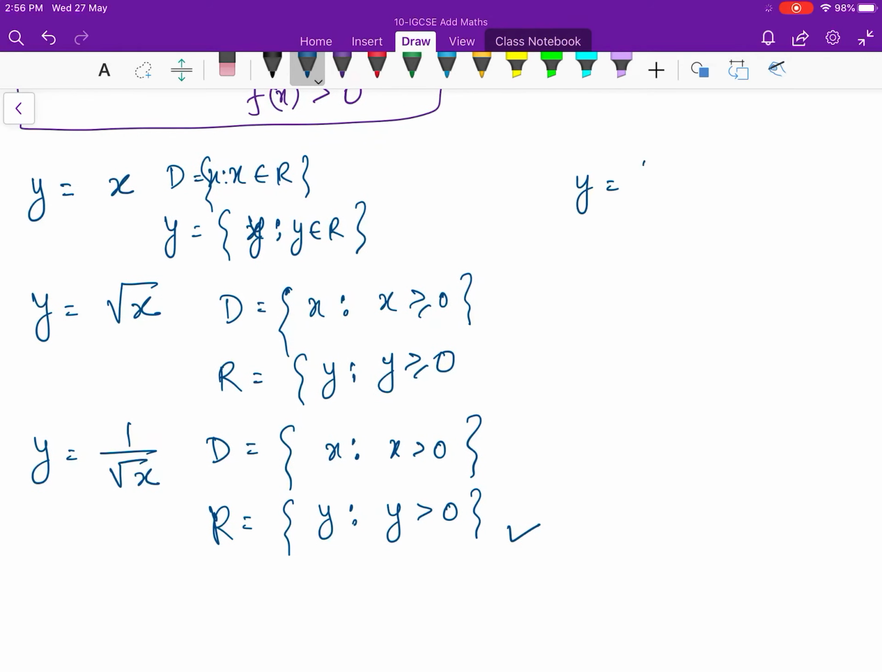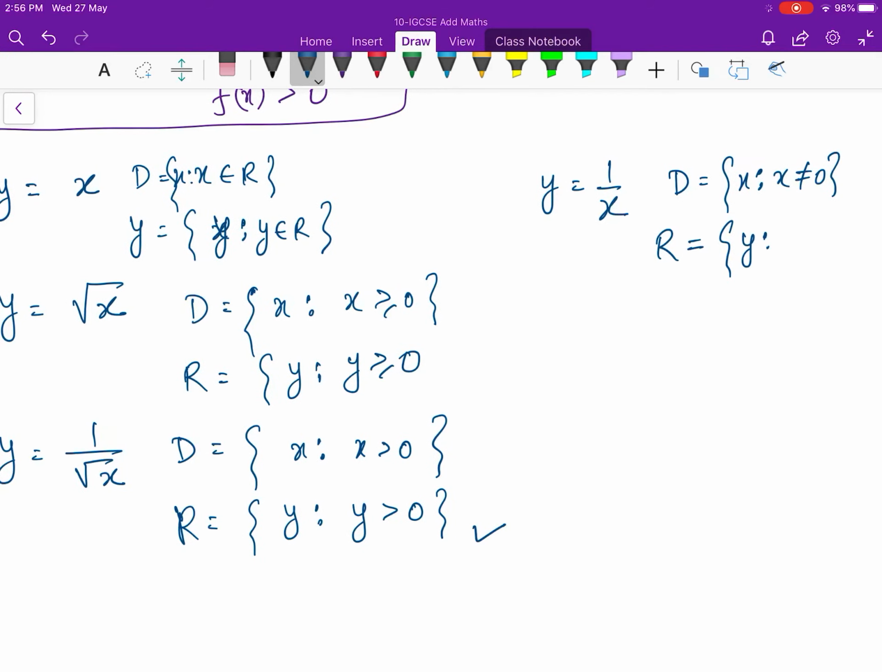Let's take more examples. Suppose I have y is equal to 1 by x. Here x could be anything but 0. So the domain of this will be x such that x is not equal to 0, and the range should also not be equal to 0, because y would be 0 only when x is very large, x tends to infinity. So basically y will never be 0, so y such that y is not equal to 0.